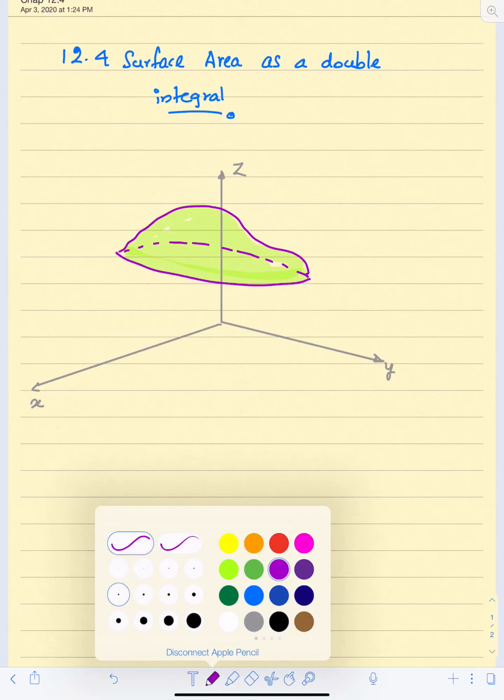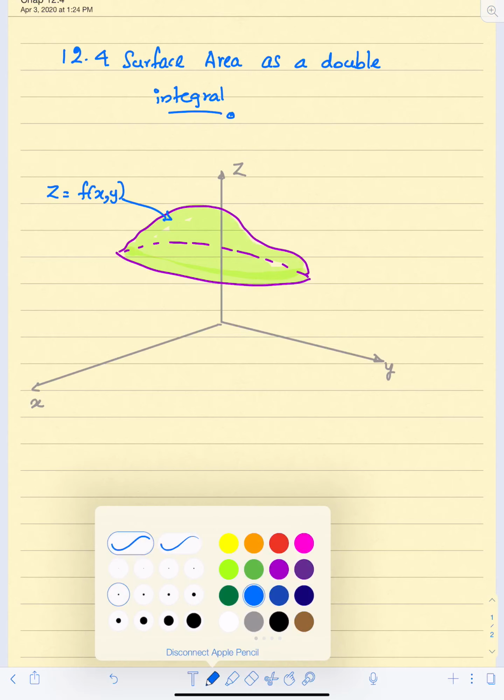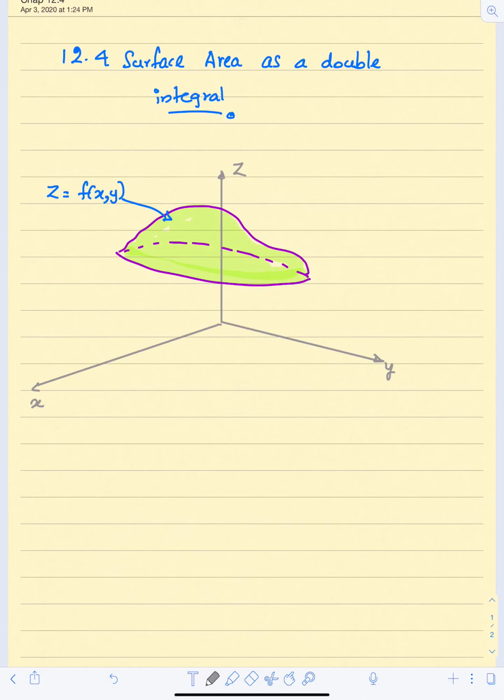Okay, let's say the equation of this surface is z equals f of x comma y, and the domain on the xy plane is, let's say, something like this. So this is your domain D.